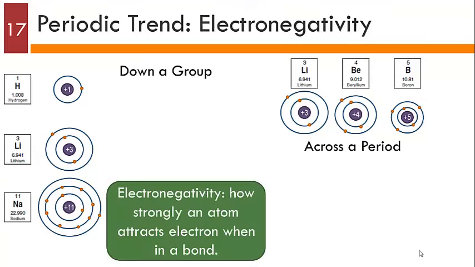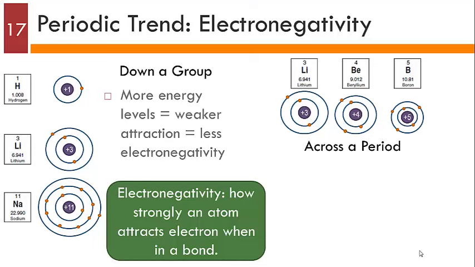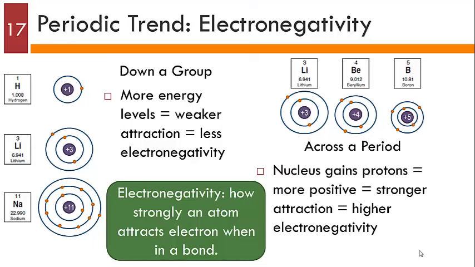Electronegativity is a measure of attractiveness. How strongly does that atom attract electrons when in a bond? So as we go down a group, I'm getting more energy levels, weaker attraction between nucleus and electrons. Those electrons are now farther away from the nucleus, so my electronegativity is lower as I go down a group. Across a period, the nucleus is gaining protons, it's becoming more positive, and the attraction is getting stronger. So that causes a higher electronegativity.